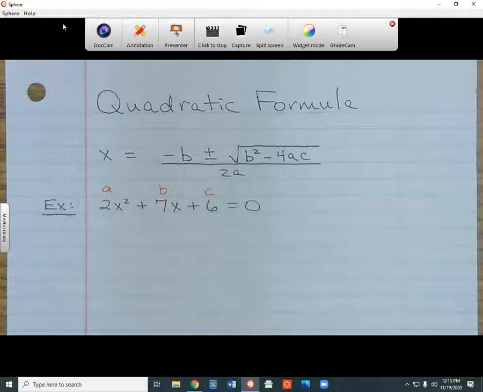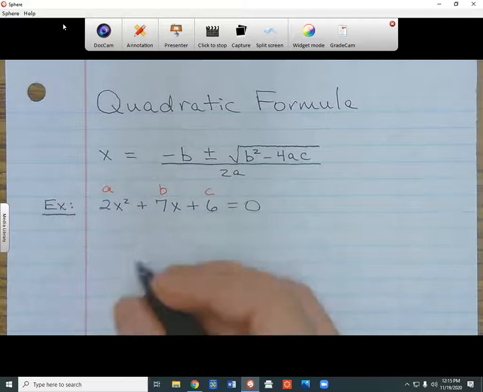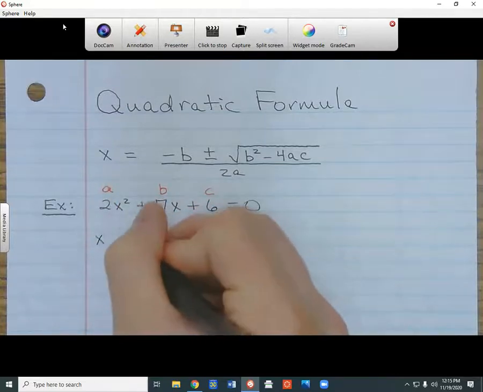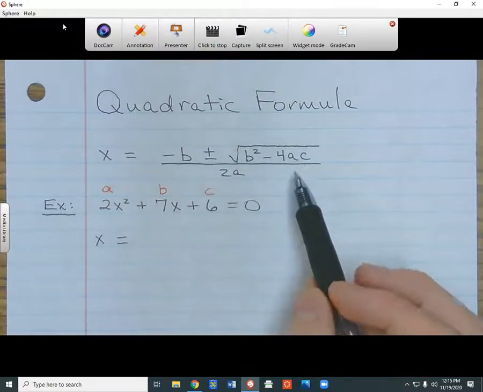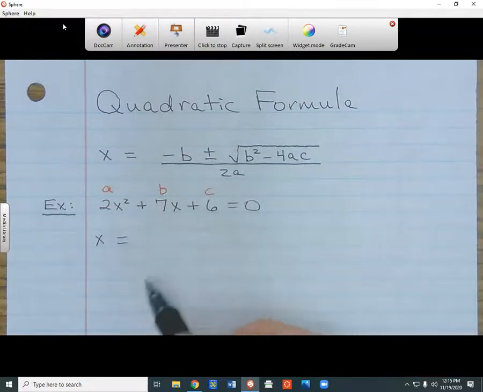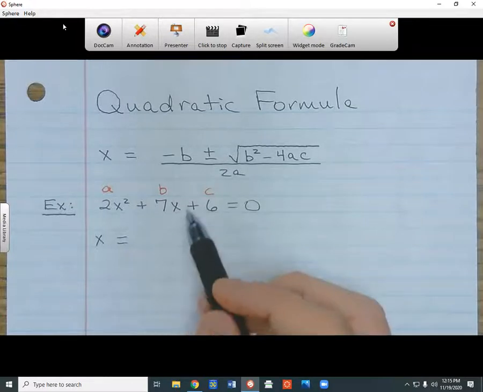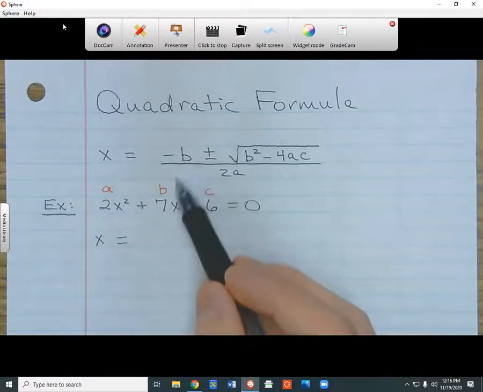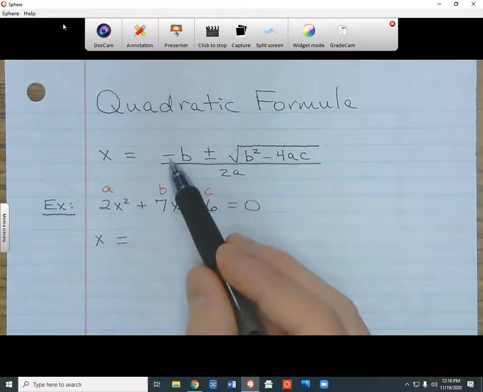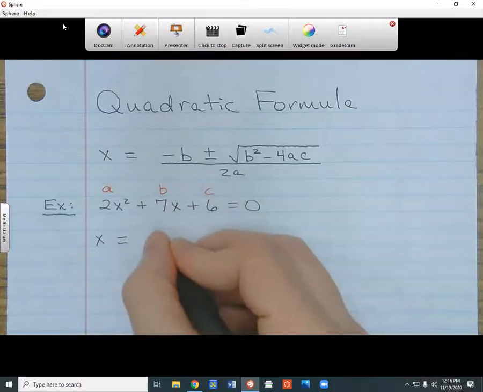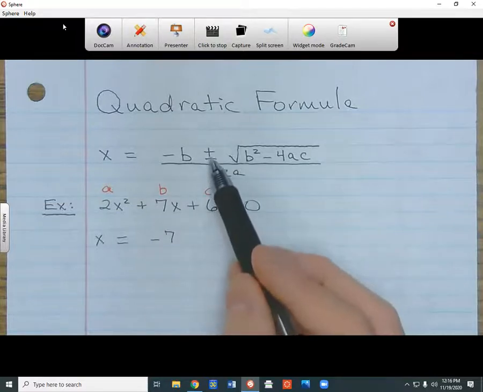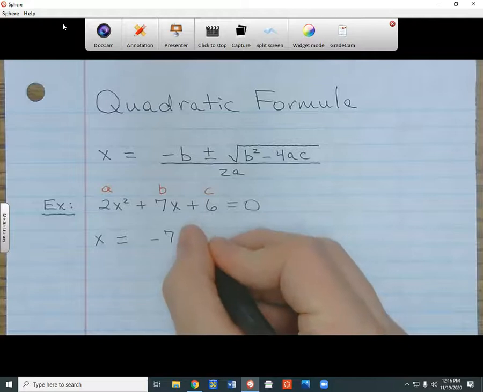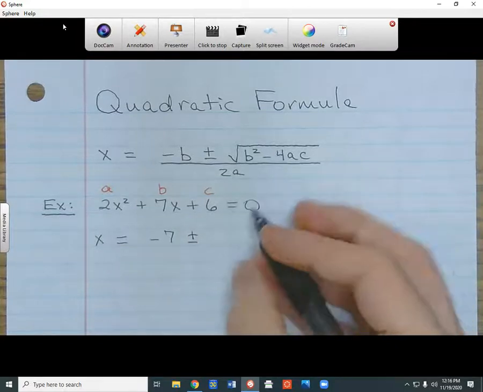Okay? So we're going to keep x the same. But wherever I see an A or a B or a C, I can replace them with these three numbers. So we know for a fact that B is equal to 7, so this is going to end up being a -7. And then I have a plus or minus in the middle, so I'm going to bring that down. And then I'm going to have a square root right here.